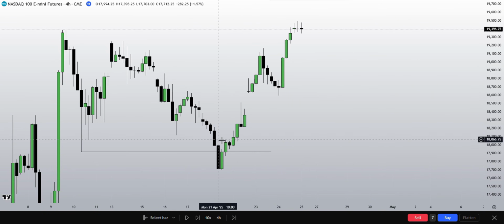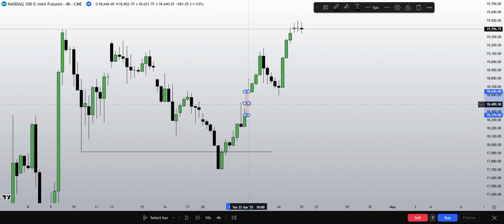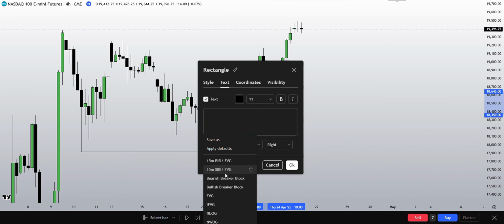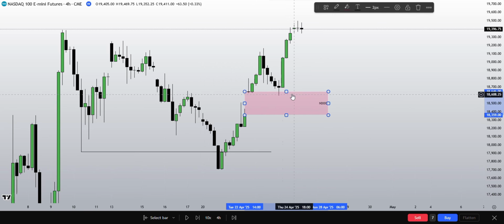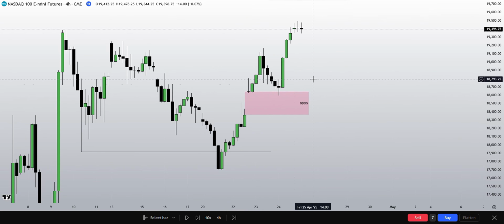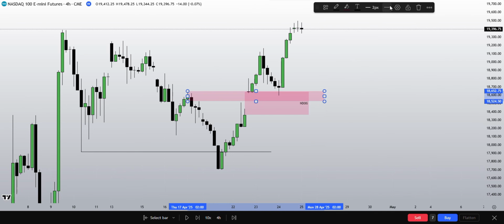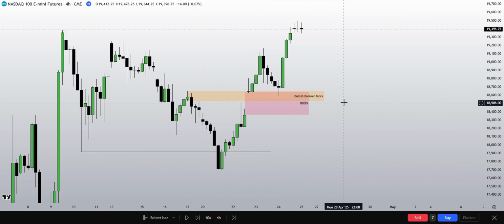Then, what do we get? Price then comes, shoots up, and retraces. What does it retrace into? Here we have a new day gap. Price retraces into this new day opening gap, sweeps the low that's formed here from the Tuesday, while also respecting a breaker here. That's where my eyes go. We have this bullish breaker as well on the 4-hour that is being respected.